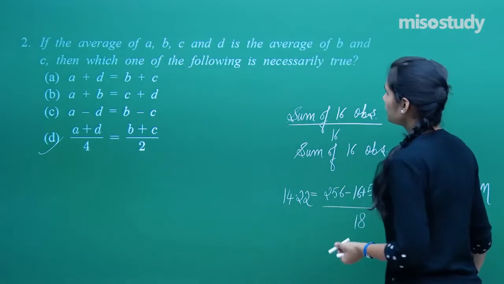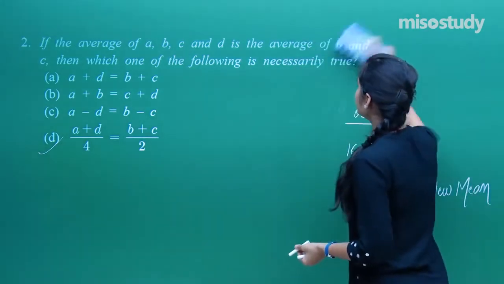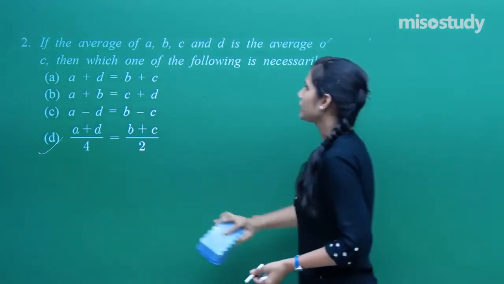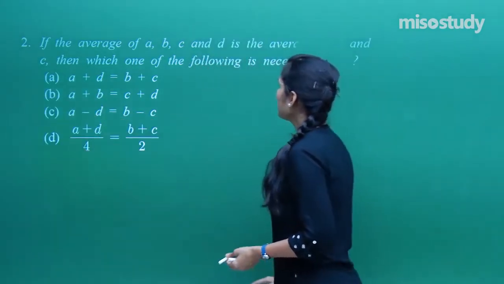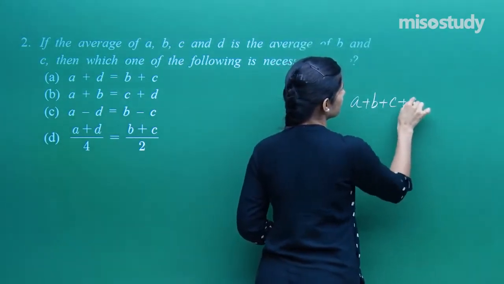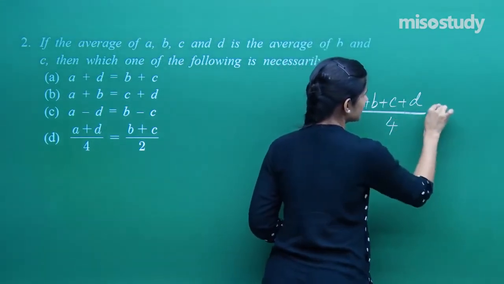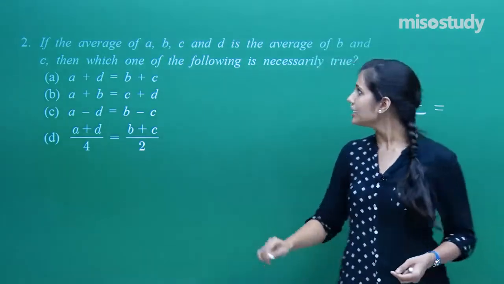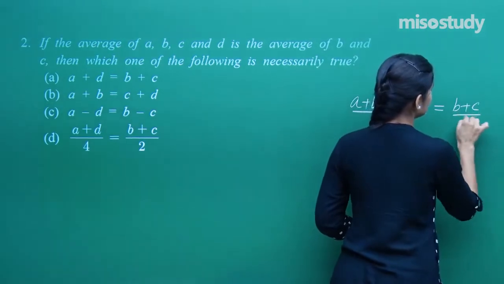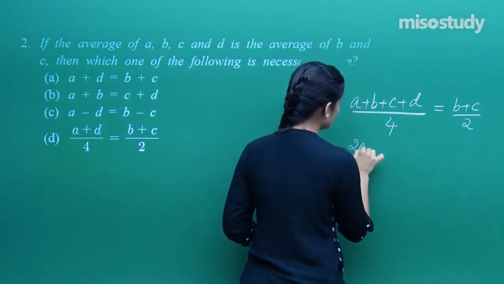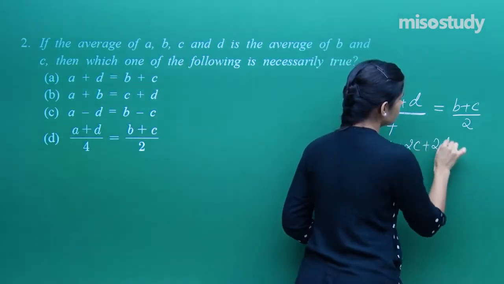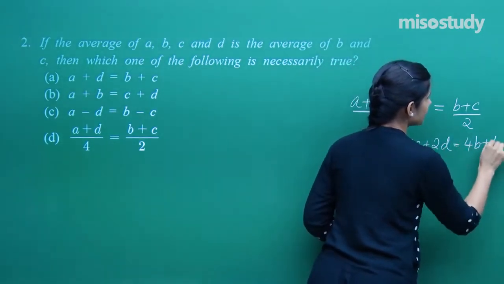Next question says that if the average of A, B, C, D is equal to the average of B and C, then which one of the following is true? Average of A, B, C and D is this. And this average is given equal to the average of B and C, that is this. So you get 2A plus 2B plus 2C plus 2D is equal to 4B plus 4C.